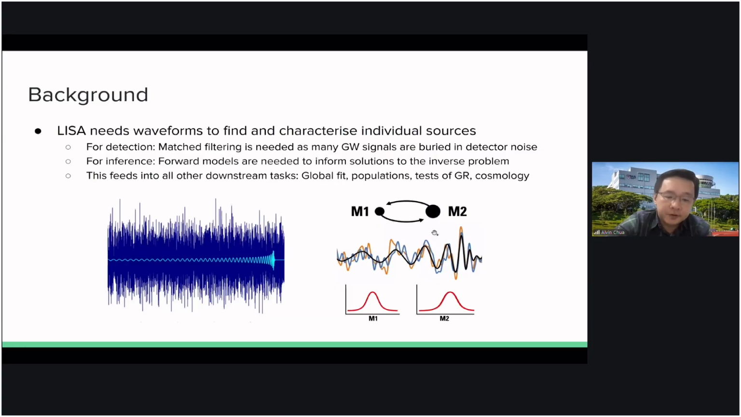So this is the basic building block of gravitational wave astronomy that then feeds into all other downstream tasks, including the global fit and astrophysical populations. We want to do tests of GR or study cosmology. All of these will be covered in other plenary talks today, as well as in the rest of the symposium.